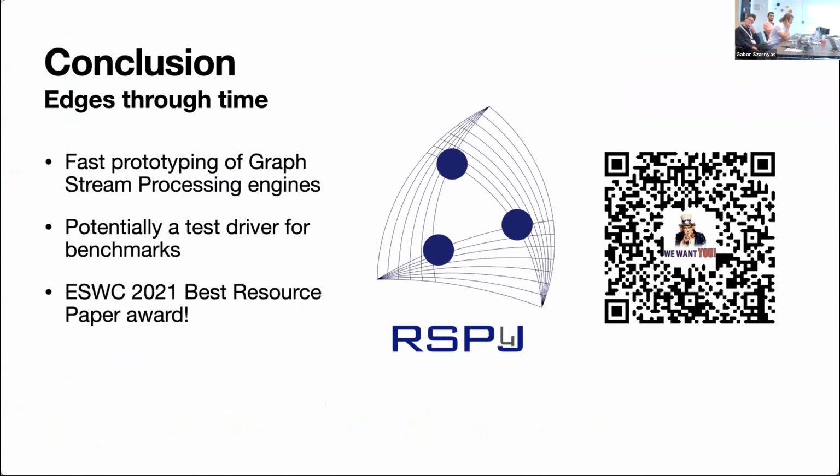In conclusion, I want to say that RSP4j, this library for fast prototyping, can run as a test driver. So it can provide a code base that we can start with. We won the best paper award at ESWC. So please check out the repository, use it, and that's it. If you have questions, thanks.